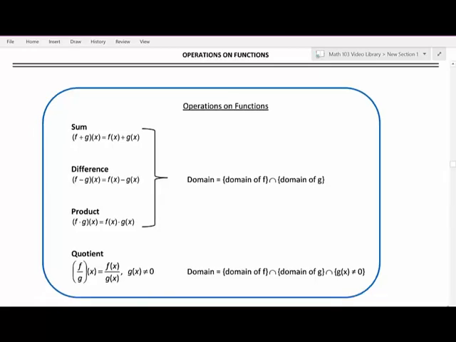The domain of the quotient function is the only one that's a little bit different. Since we're dividing by 0, that's still a concern for us as we're stating the domain. You'll notice the first portion is the same as the sum, difference, and product function. We have the domain of f intersected with the domain of g, but then that needs to also be intersected with the function we're dividing by not being equal to 0. So we're going to take the domain of f intersected with the domain of g, plus we need to exclude where g of x is equal to 0.